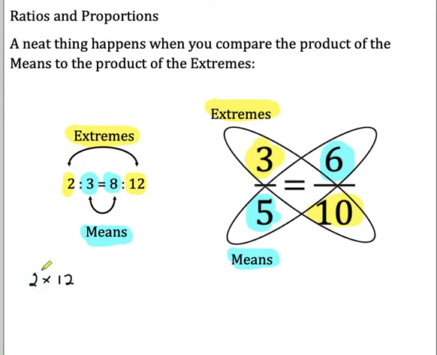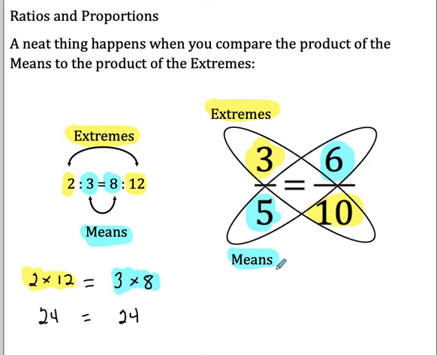If I multiply my extremes, 2 times 12, and then on the other side over here, I'm going to multiply my means, 3 times 8. Oh, maybe you've noticed it now. What do I get if I multiply 2 times 12? Yeah, that's right. I'm going to get 24. And if I multiply 3 times 8, I get 24. So the product of the extremes is equal to the product of the means.